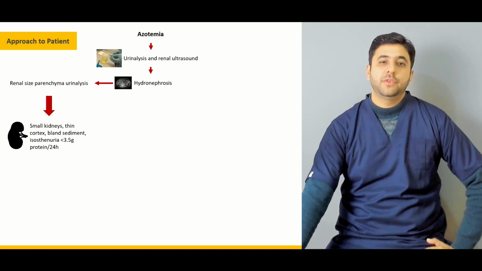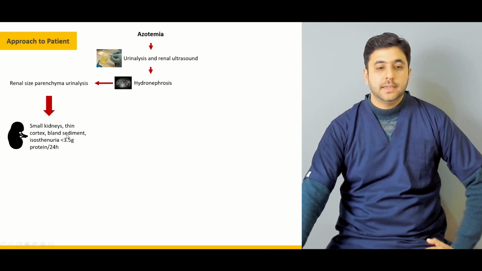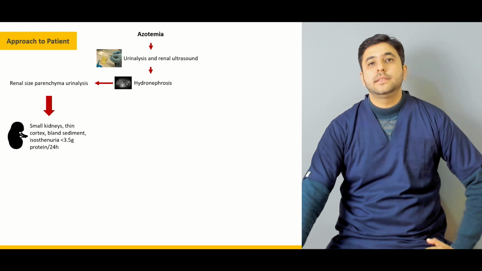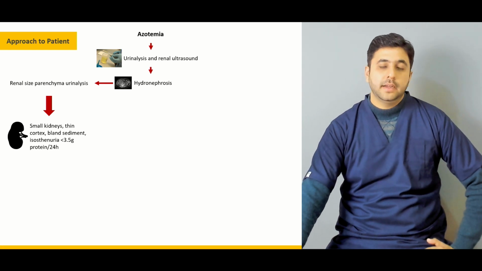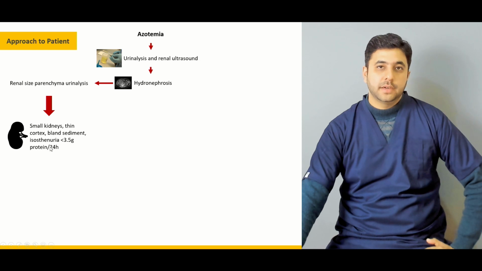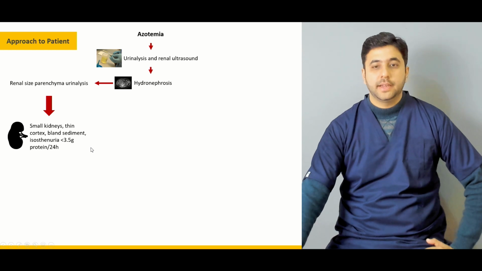On the renal parenchyma, what you find is that the patient has small bilateral kidneys. There is thinning of the cortex. There is some bland sediment and there is isosthenuria. After doing the ultrasound, you also perform urinalysis. On the urine sample, you find that the urine osmolarity is the same as the plasma osmolarity. The kidneys are unable to concentrate or dilute the urine, and there is less than 3.5 grams of protein over a period of 24 hours. All these features are the classical presentation of someone with chronic renal failure.